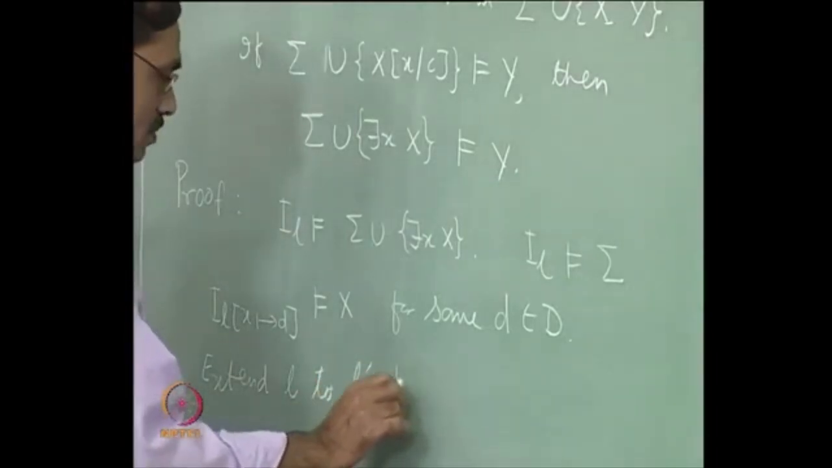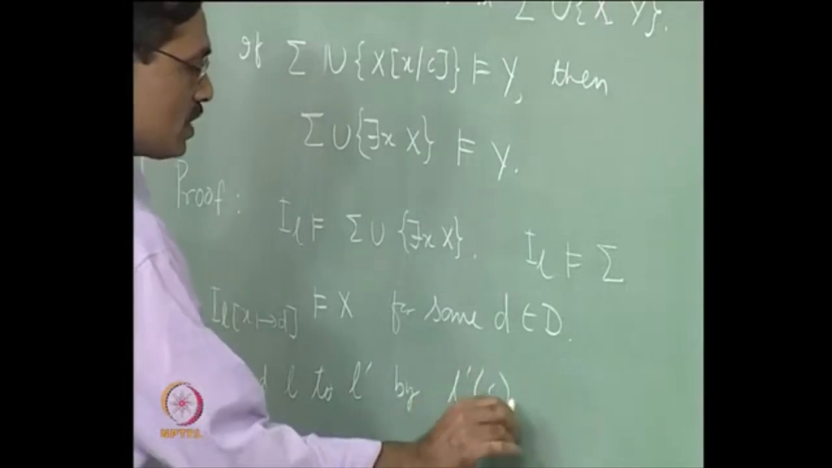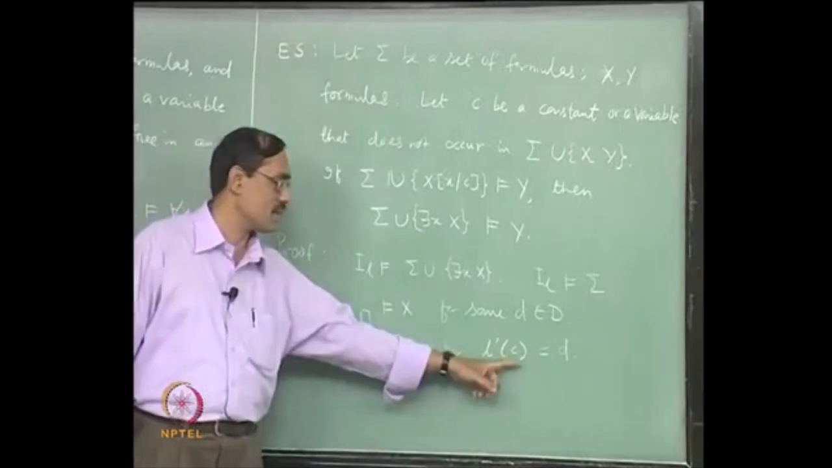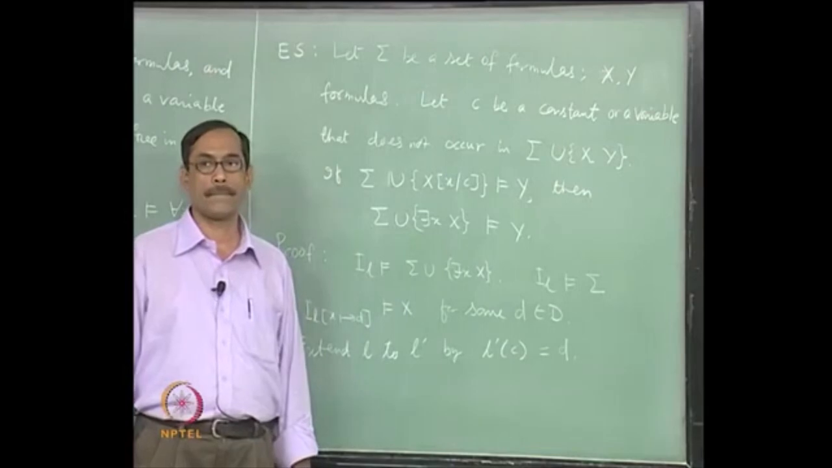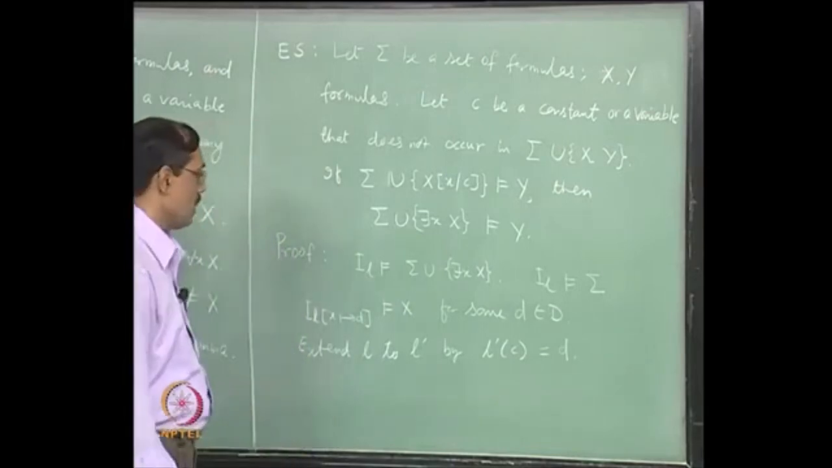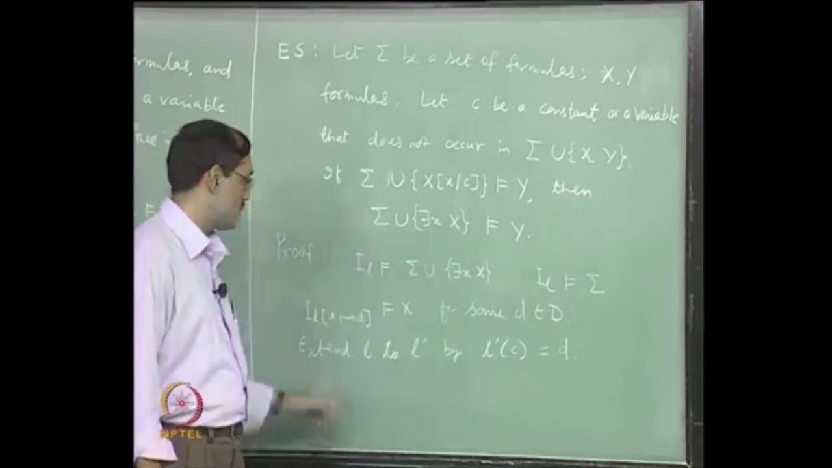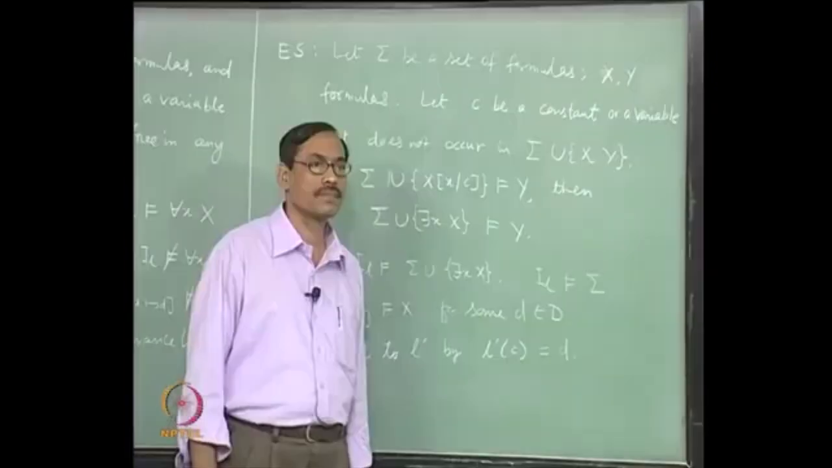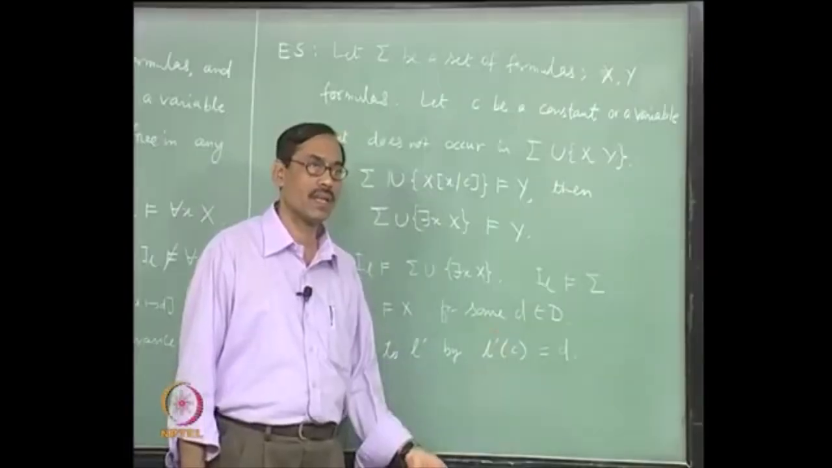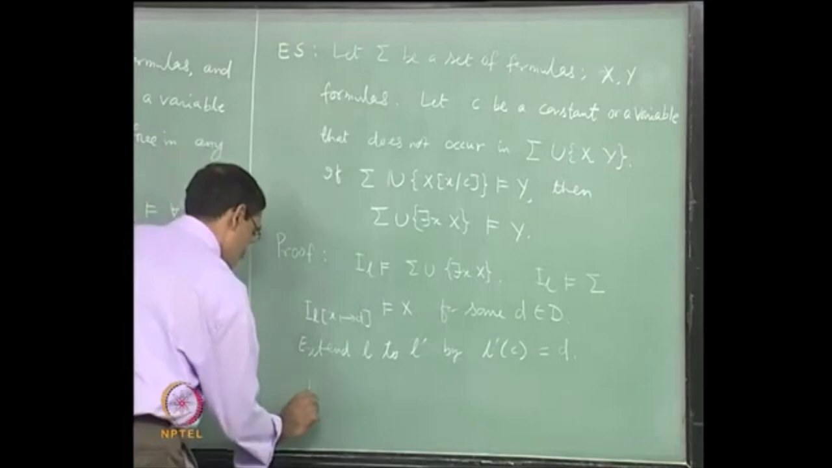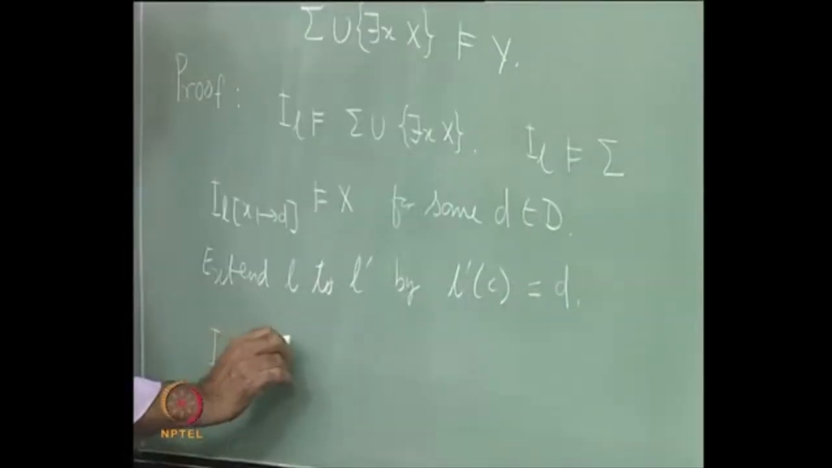So, L prime, by taking L prime of c equal to this d, because we want this formula to be satisfied. We have already something like that. So we take L prime of c equal to d itself. Is that right? Now, what do we see? I_L satisfies Σ. It is the same thing as telling I_L' satisfies Σ. L and L prime agree on everything except c possibly, and c does not occur in Σ. That is again the relevance lemma. So what we see is I_L' satisfies Σ.